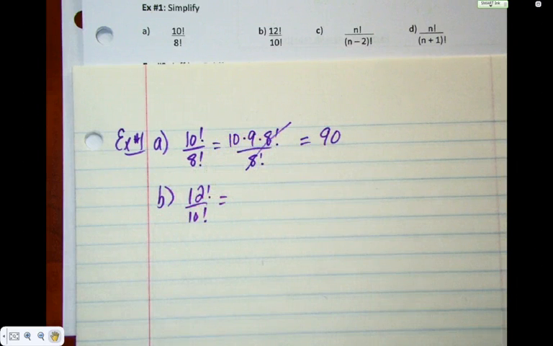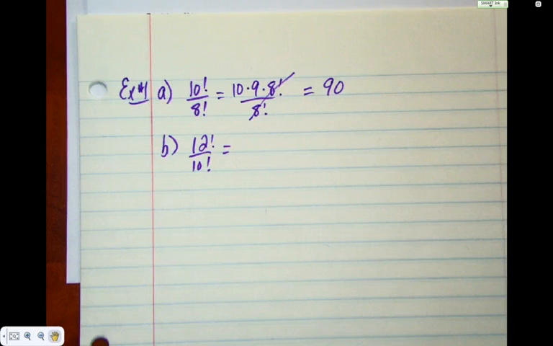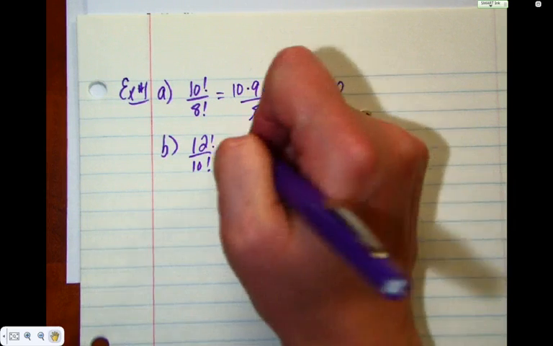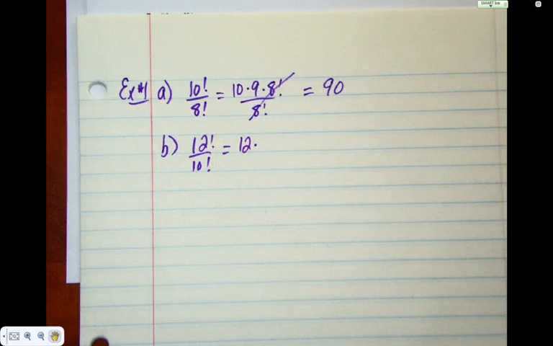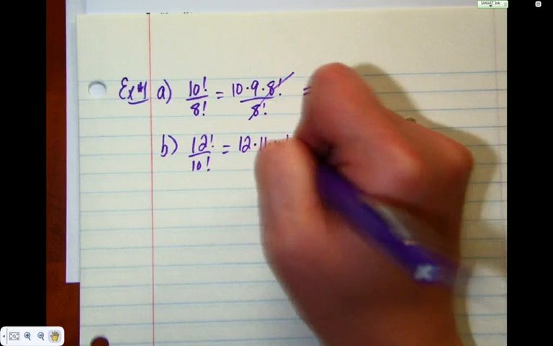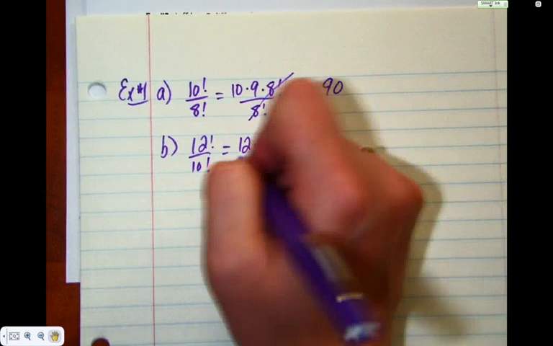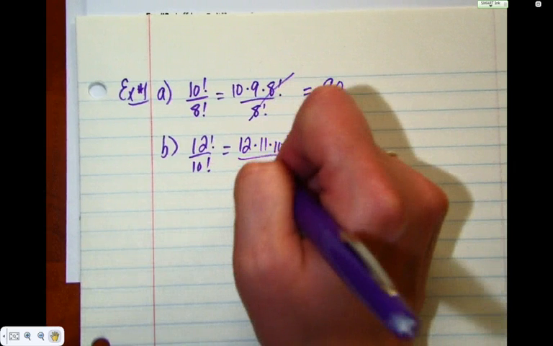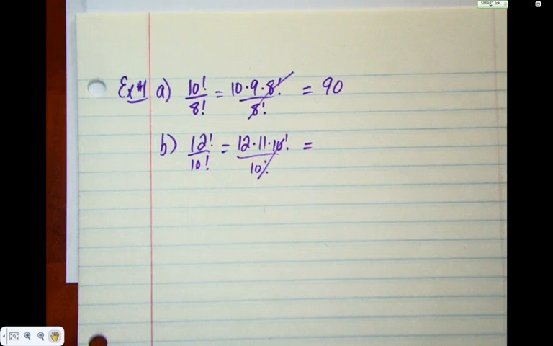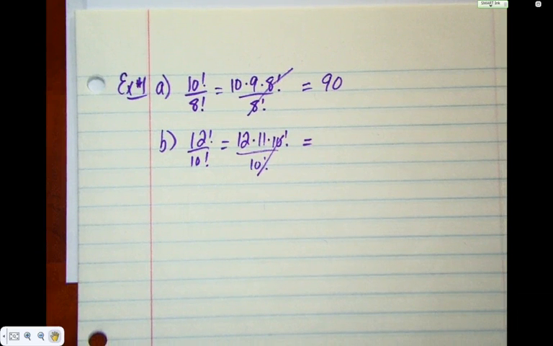Okay, part B, 12 factorial over 10 factorial. Which one is larger? 12 factorial, so we're going to start breaking it down. It has to be 12 times 11 times. And why do I want to stop right there? Because we can cancel with the smaller one. 12 times 11.